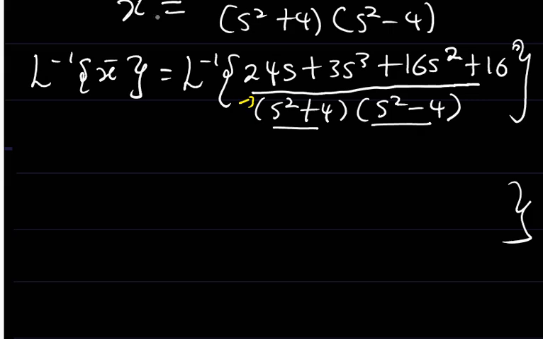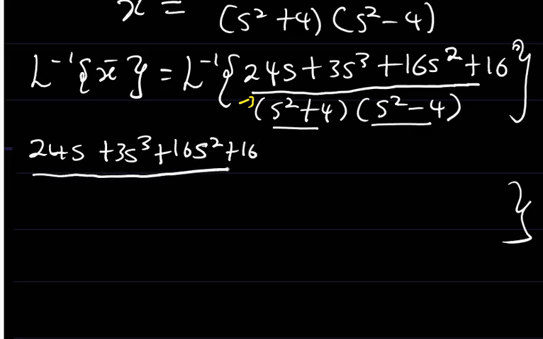Let me write it down. This 24x plus 3s cubed plus 16 s squared plus 16, then divided by s squared plus 4, then s squared minus 4. So splitting that into the partial fraction equivalent.